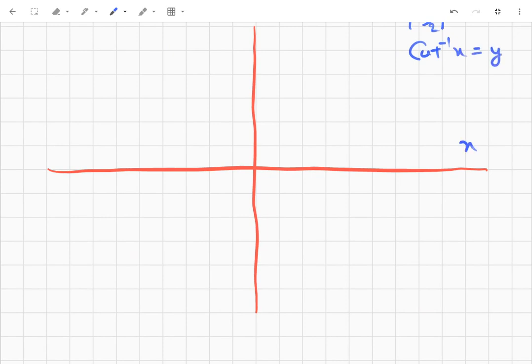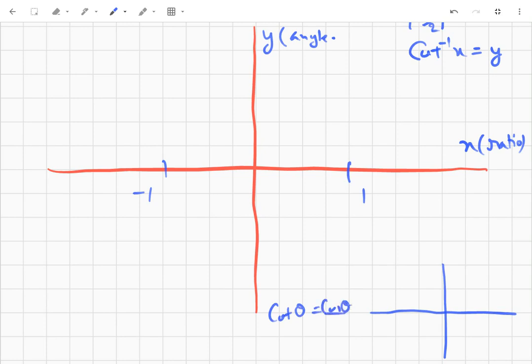Cot inverse x equal to y. X ratio, y angle, without giving any thought, 1 and negative 1. Now let's draw this. And let's remember cot theta is cos theta upon sine theta. Sine theta is 0 when angle is 0 and when angle is pi. So if we take negative pi by 2 to pi by 2, we will get a point where cot is not defined. But there is no such case if we take this entire 0 to pi interval. So that is what we do. We take 0 to pi for cot inverse x.